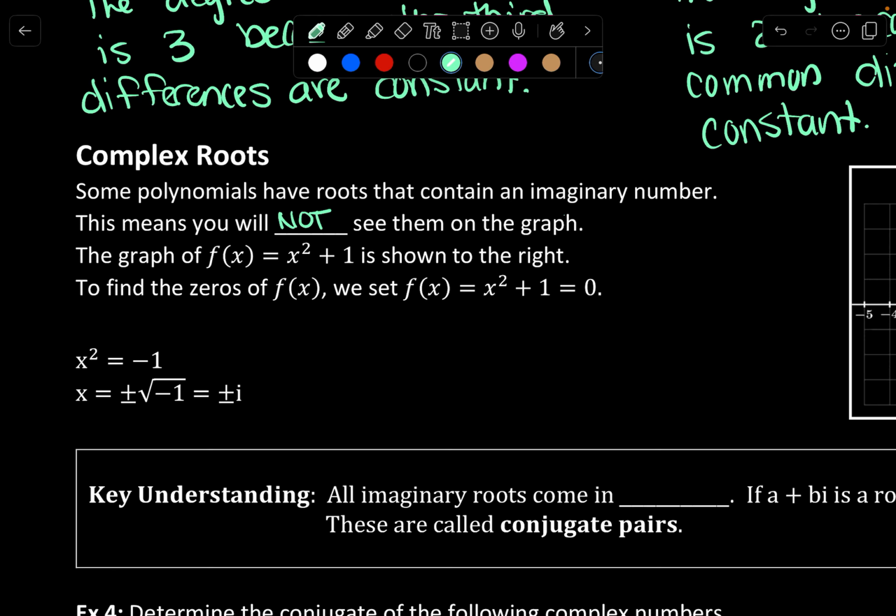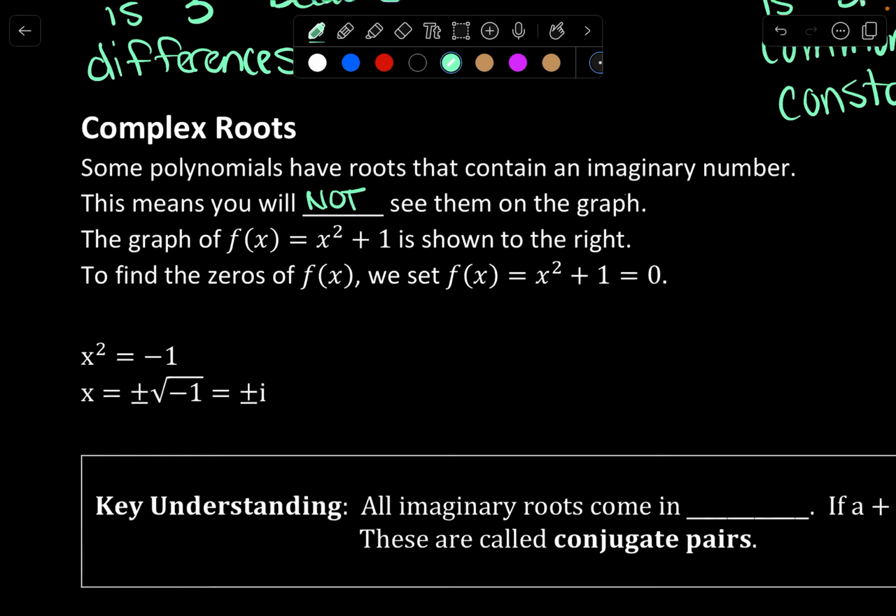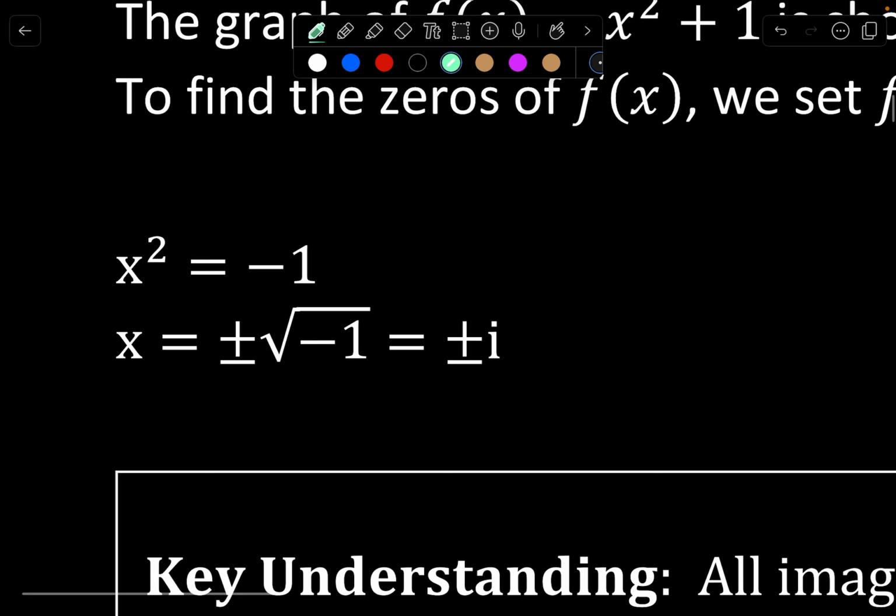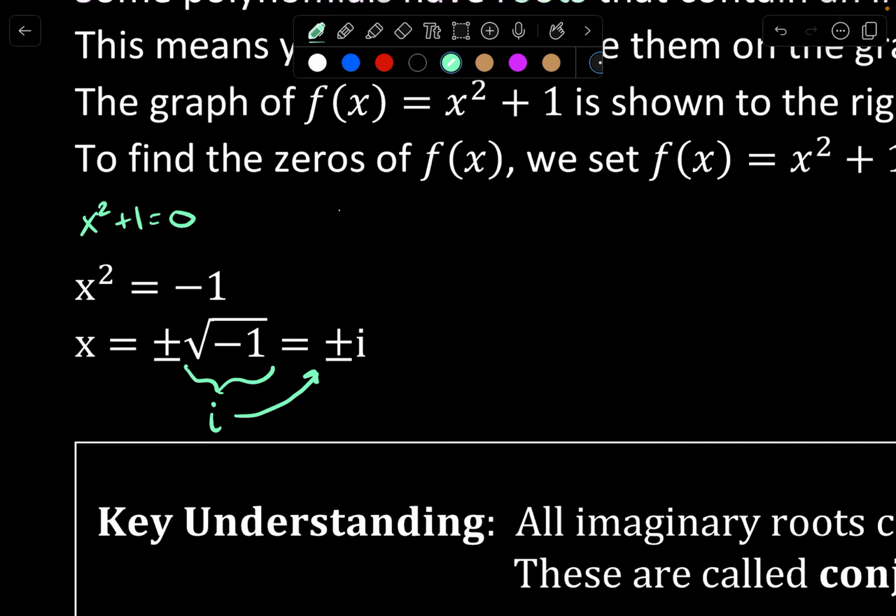The graph of f of x equals x squared plus 1 is shown to the right. To find the zeros of f of x, we set f of x equal to 0. So when we do this, first we start off with x squared plus 1 is equal to 0. And then we have x squared equals negative 1. When we take the square root of both sides, we have plus or minus the square root of negative 1. And just to remind, the square root of negative 1 is going to be i, which is how we end up with plus or minus i.